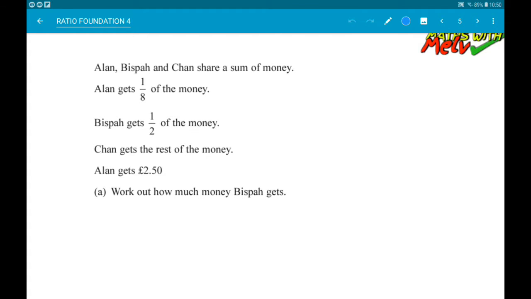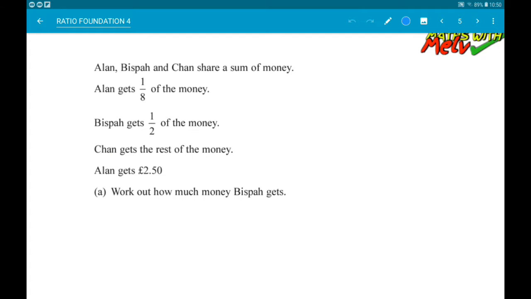Okay, next up, Alan, Bispar and Chan share a sum of money. Alan gets 1/8, Bispar gets 1/2, Chan gets the rest. Part A. Alan gets £2.50. Work out how much money Bispar gets.